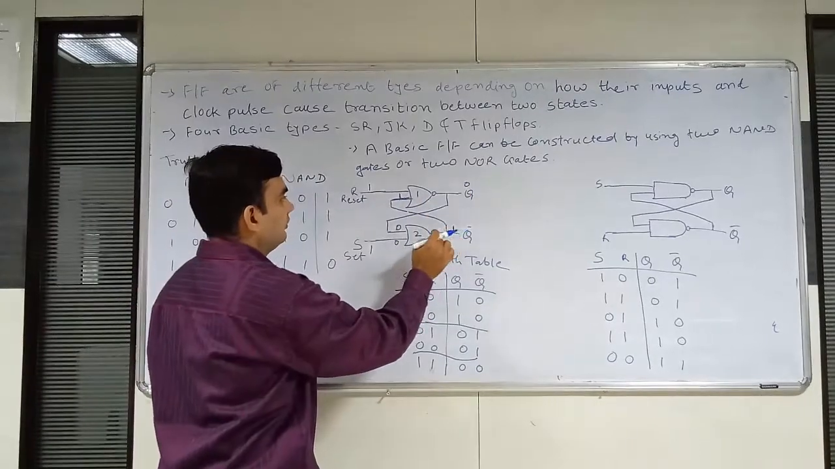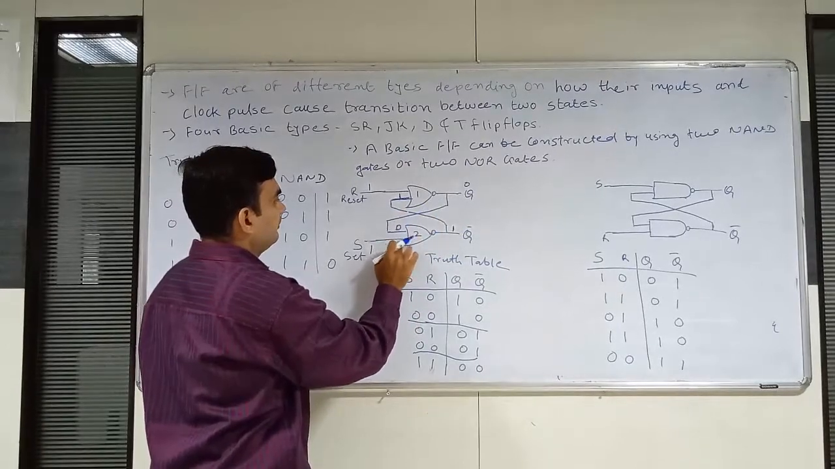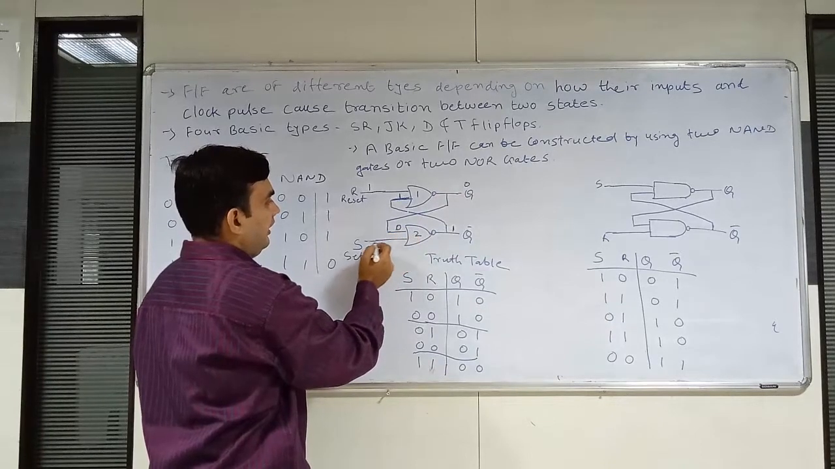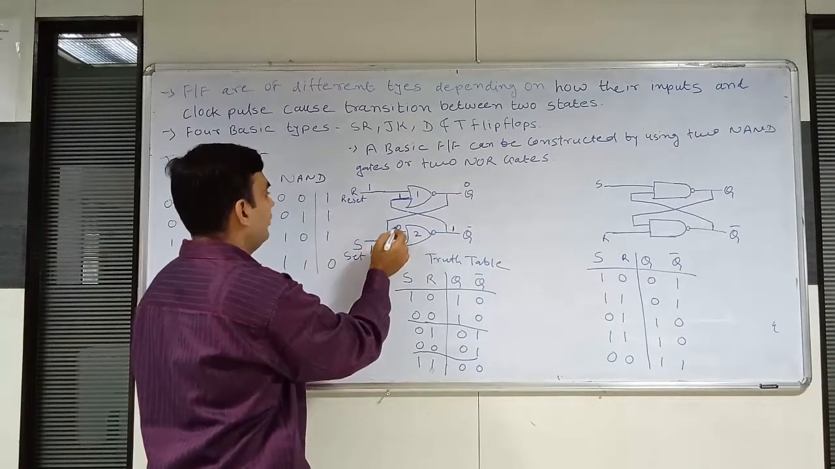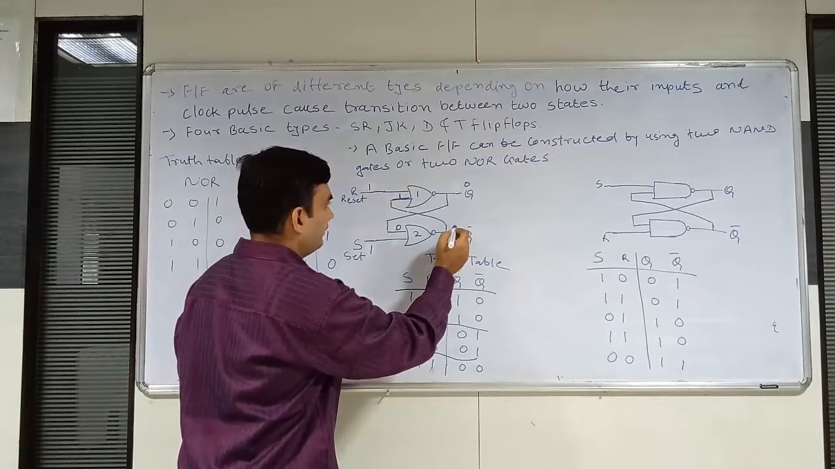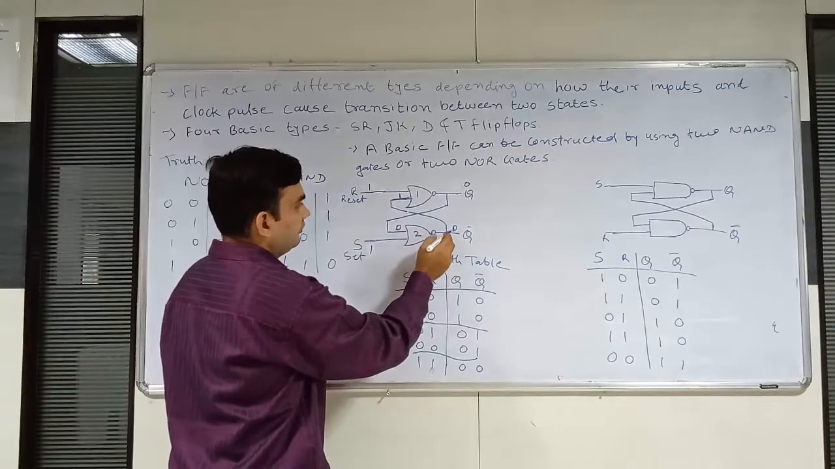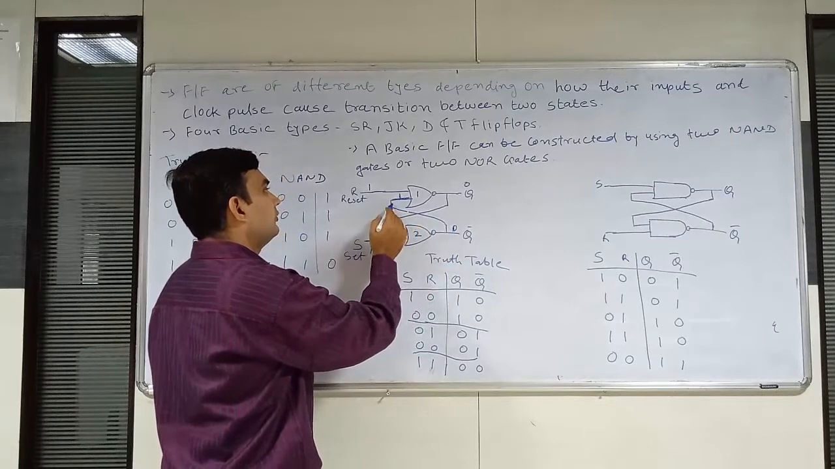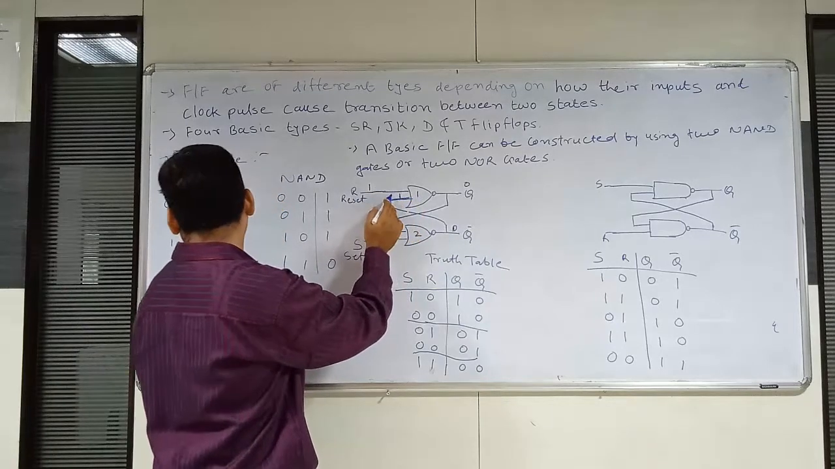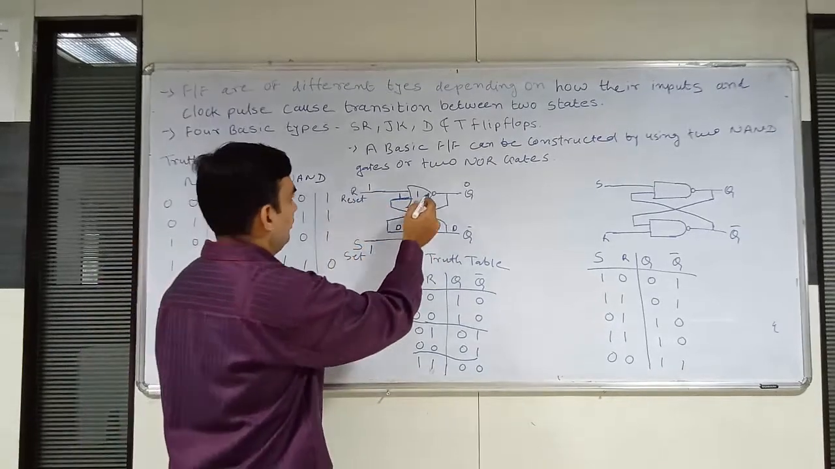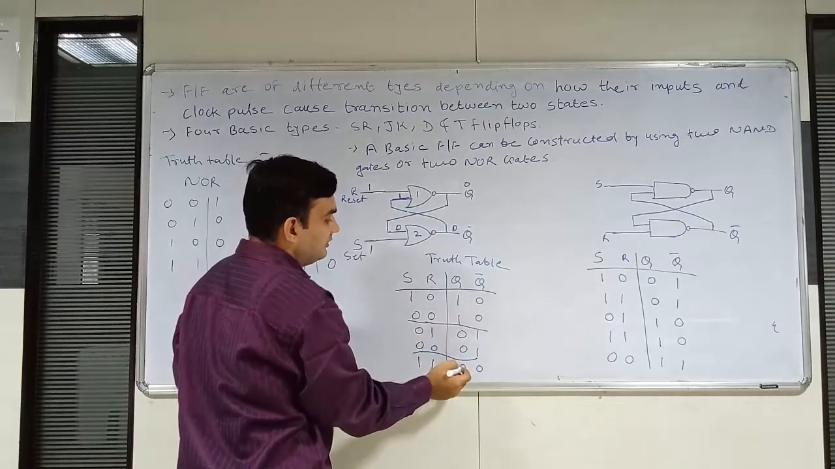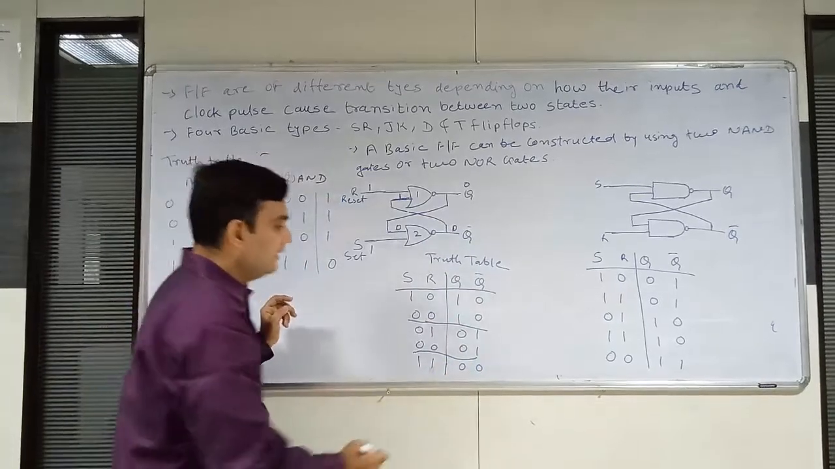So this one is 0. So this 0 will come here. From the previous state of Q, 0 will come here and 1. So 0 and 1 will be equal to 0. And this Q will come to another input of gate number 1. So 1 and 1 will be also equal to 0. So we got as output Q and Q bar 0 and 0, which is invalid condition.